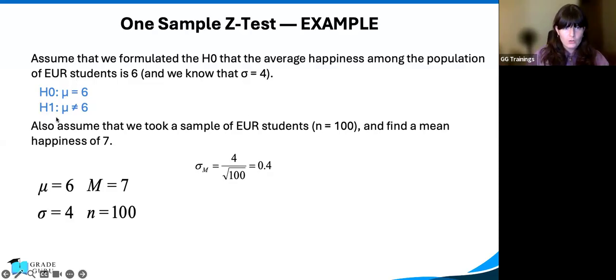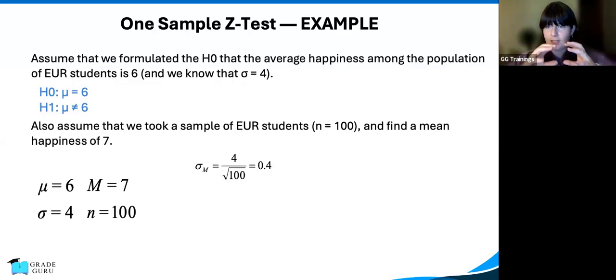Okay, more information. Also assume that we took a sample of EOR students. Now this is our study. N equals 100, and we find a sample mean happiness of 7. Do you see what it's starting to do here? We have this previously known population average, which is 6. We now have a current sample mean, which is 7. We're trying to see, is 7 different enough from 6 to warrant saying that 6 is no longer valid as the population average?